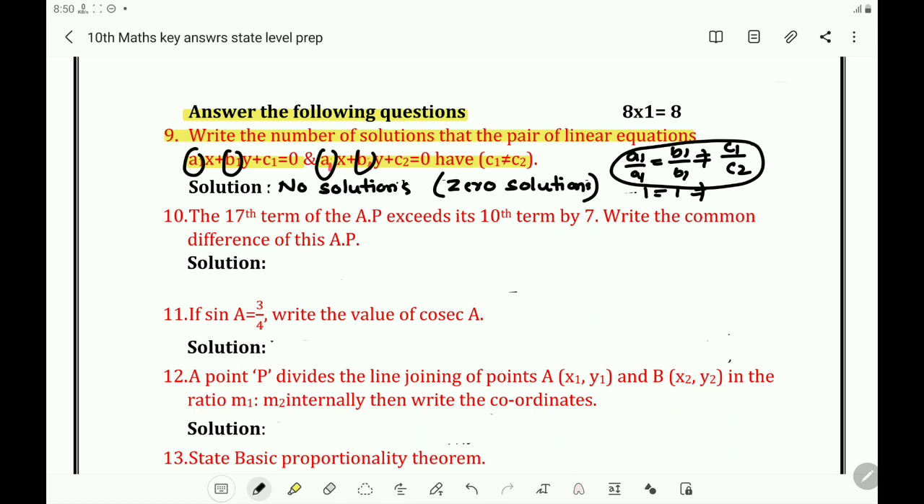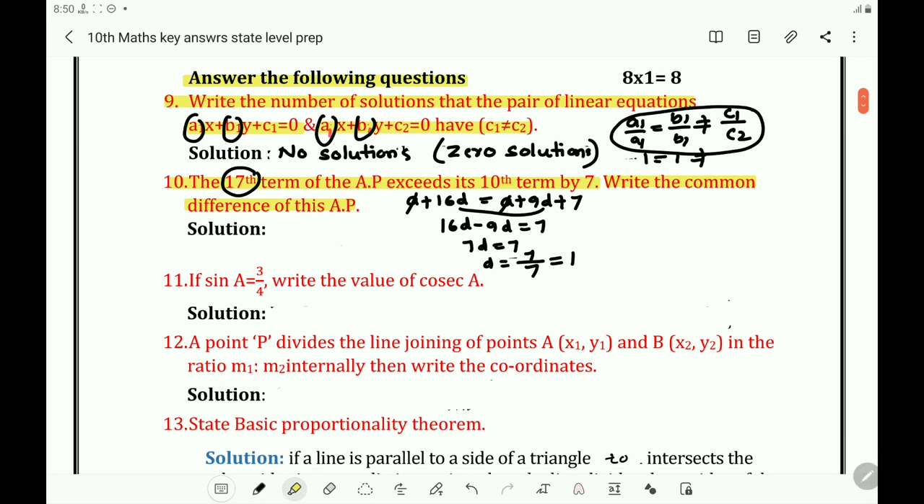Then next, the 17th term of an AP exceeds its 10th term by 7. Write the common difference of this AP. Here it is given that a17 means a plus 16d equals, it exceeds the 10th term by 7, means a10 plus 7, that is a plus 9d plus 7. a and a cancel. If you transfer this, 16d minus 9d equals 7, which is 7d equals 7. d equals 7 by 7, which is equal to 1. So here the answer is 1.